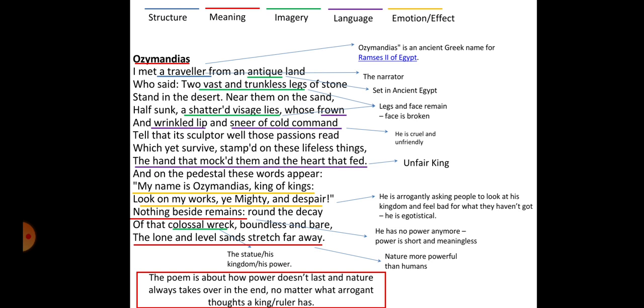So it could be a full stop. It could be any other sort of punctuation that breaks up the line. But it forces the reader to pause. So actually, this whole bombastic "look at my works, ye mighty, in despair" is completely undermined by "nothing beside remains."